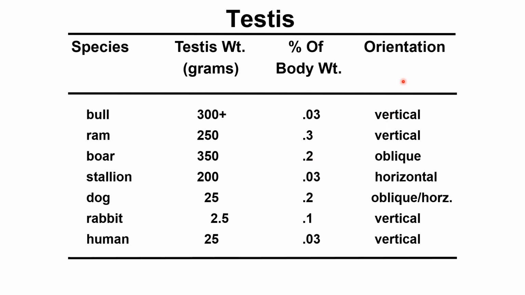We also have here the comparative orientation of the testes in different domestic animals. So for bull and the ram, the orientation is vertical. For boar, that is oblique. For stallion and dog, that is horizontal. For dog, the orientation of the testes can be oblique to horizontal. And for rabbit and human, that is vertical.